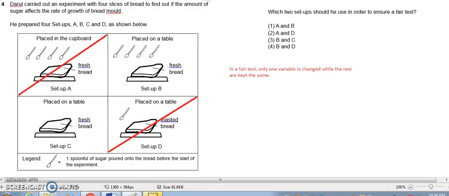Let us check. For B, we have 4 spoonfuls of sugar placed onto the bread before the start of the experiment. For setup C, we don't have any sugar placed onto the bread. The aim of the experiment is to find out if the amount of sugar affects the rate of growth of bread mold. So the changed variable should be the amount of sugar. So in this case, B and C would make a fair test. So the answer is 3.